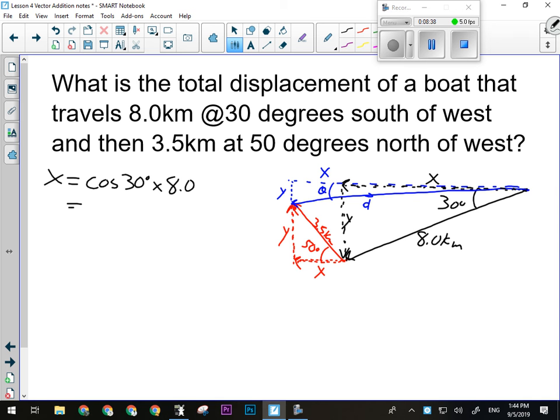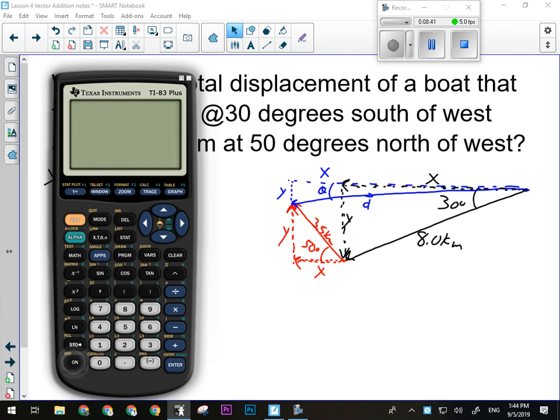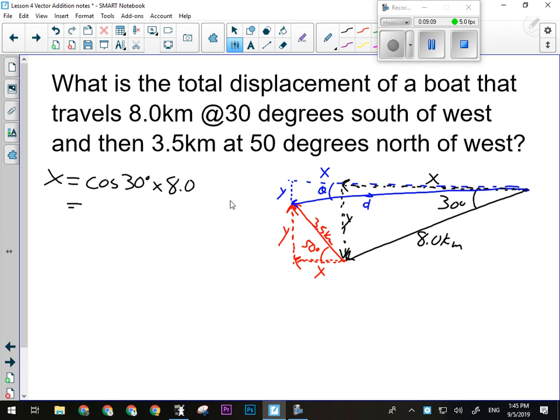So if I punch that into my calculator, making sure I'm in degree mode, the cos of 30 times 8 is 6.928. I need to keep all my decimals when I'm doing this. That's another thing with significant figures. Keep all of your decimals all the way along until the very end. If you round anything off in the middle, you're going to affect your accuracy at the end. So I'm just going to write 6.928, but I'll keep all the stuff in my calculator. Kilometers, and that's west. Sometimes I even write that on the diagram just so I have it there.